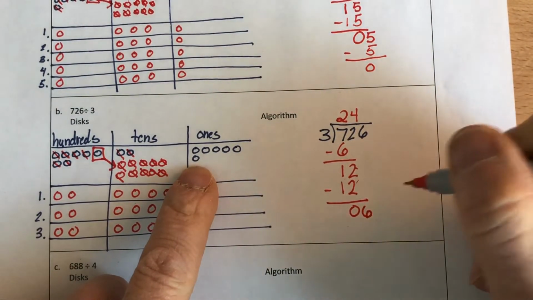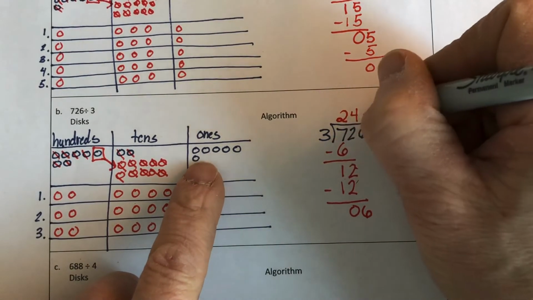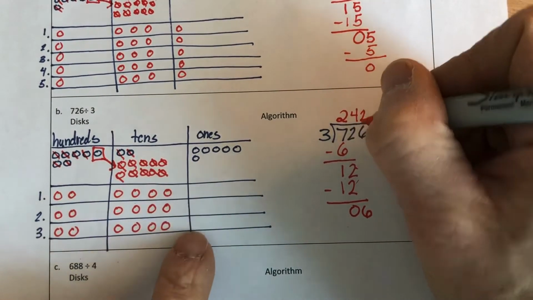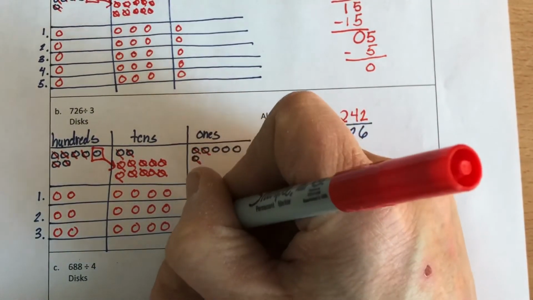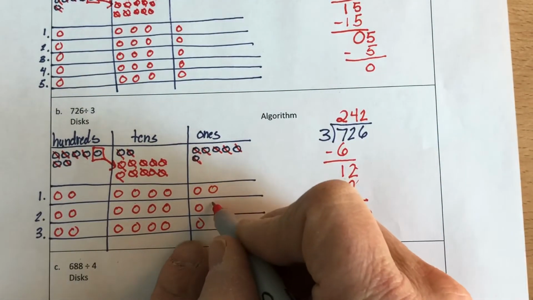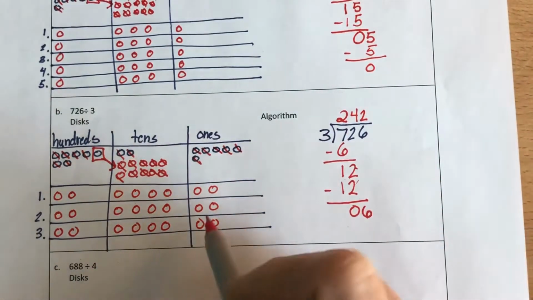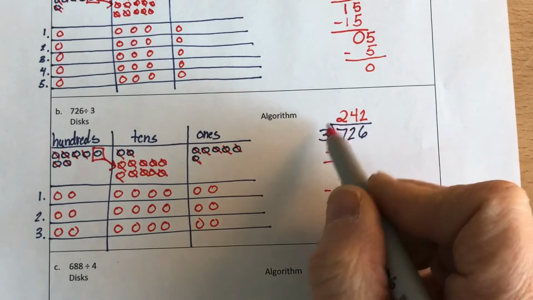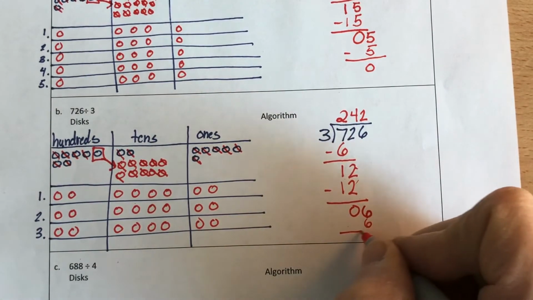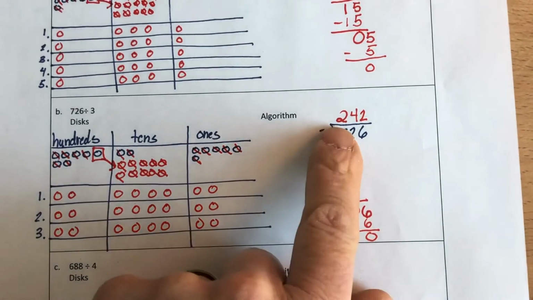6 ones. What is 6 divided by 3? You're right, the answer is 2. I'm going to end up with 2 discs in each one. 1, 2, 3. 1, 2, 3. There we go. There's 2 ones in each one. Let's check it. What is 3 groups of 2 equal to? 6. Subtract, 0. Good. No remainders.